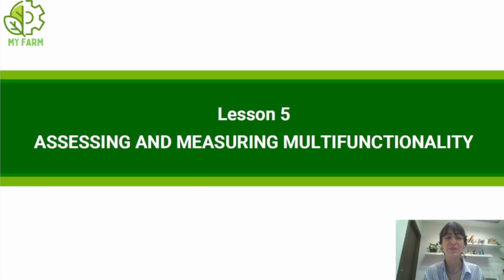Welcome back, everyone. In today's lesson, we move from the conceptual foundations of multifunctionality to a more practical question: how we actually assess multifunctionality. So, before we look at indicators and methodologies, we need to understand why evaluating multifunctionality is complex and why its implementation is still limited in practice. This brings us to the main barriers that affect multifunctionality in agriculture.